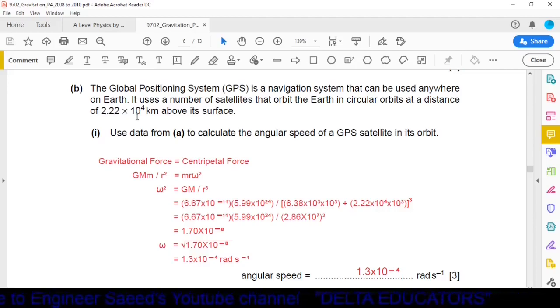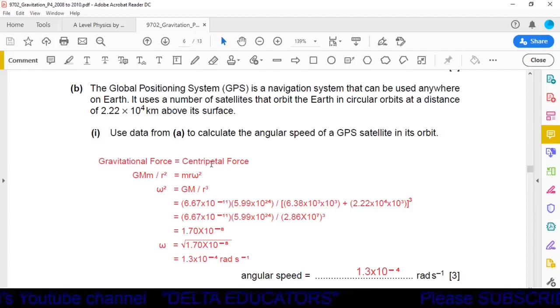Part B. The Global Positioning System, GPS, is a navigation system that can be used anywhere on Earth. It uses a number of satellites that orbit the Earth in circular orbits at a distance of 2.22 × 10^4 km above its surface. Number 1. Use data from A to calculate the angular speed of a GPS satellite in its orbit.